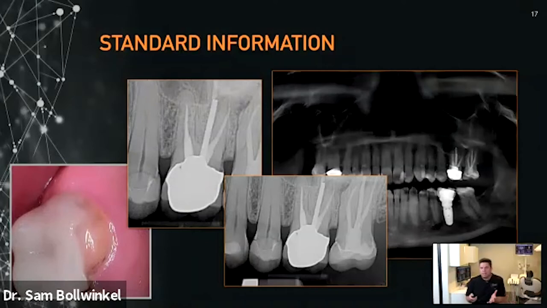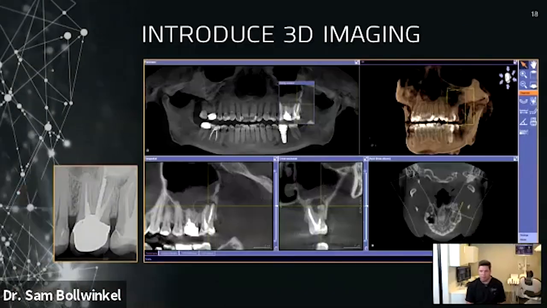With calibration of a team and a little bit of training and understanding, this patient gets a cone beam. What do we see when we see a cone beam? Check out this cone beam. So now we're looking to replace the crown on that number 15. But what do I see?